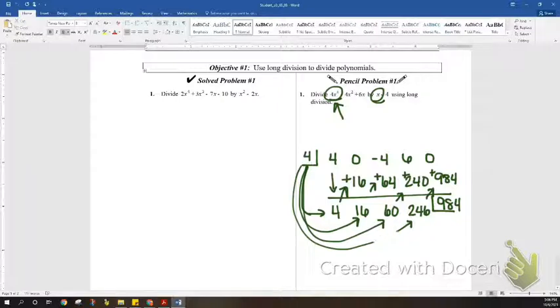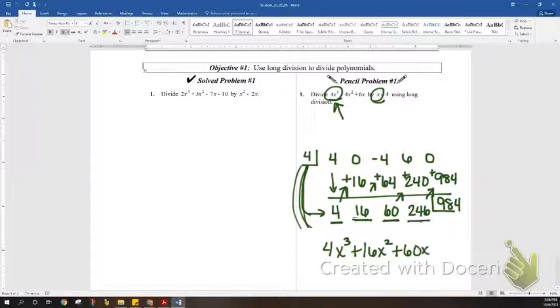So I'm going to erase some of these lines that I drew. So these are my coefficients. I'm going to start out with a 4, and we said it's going to be 1 less on our variable, so it's x cubed, and then a positive 16. We're just going to go in descending order of our exponents, so x squared, positive 60 x, positive 246 with no x.